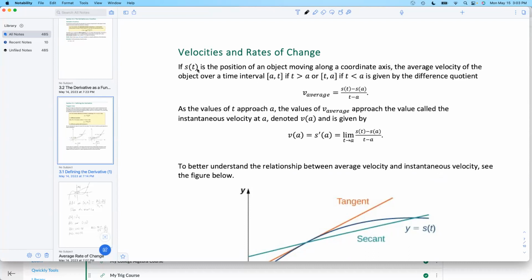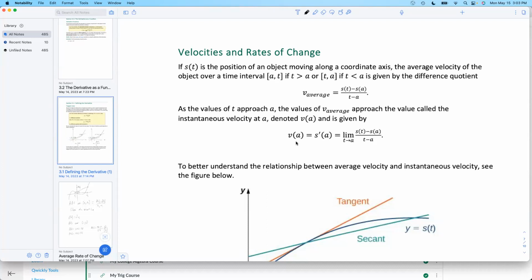So if S could be my X position, could be my Y position, could be my position in 3D space. S, whatever it is, tells me my location at time t. Then the derivative of that will tell me my velocity at time t. Now, something important is happening at this moment.